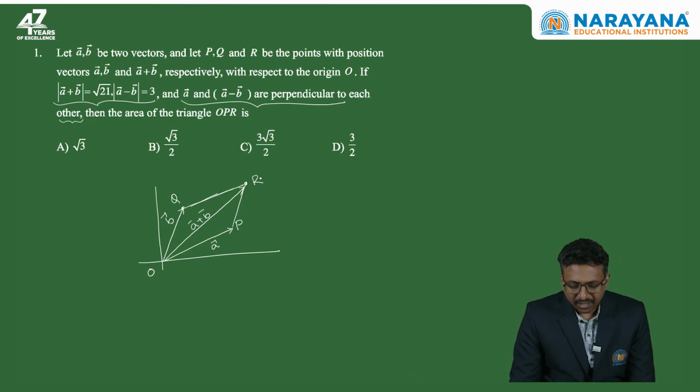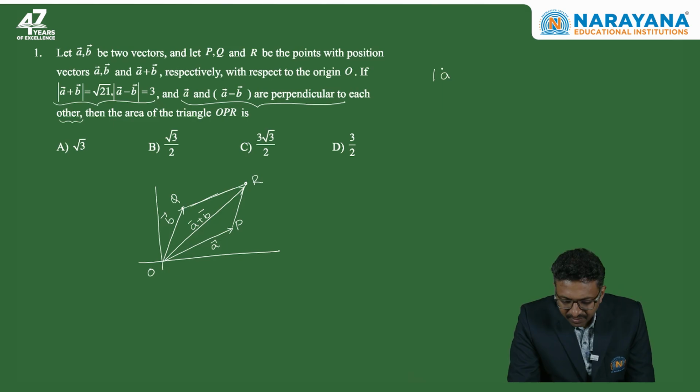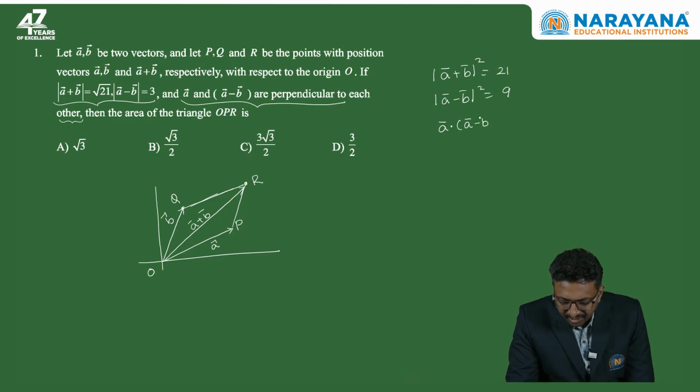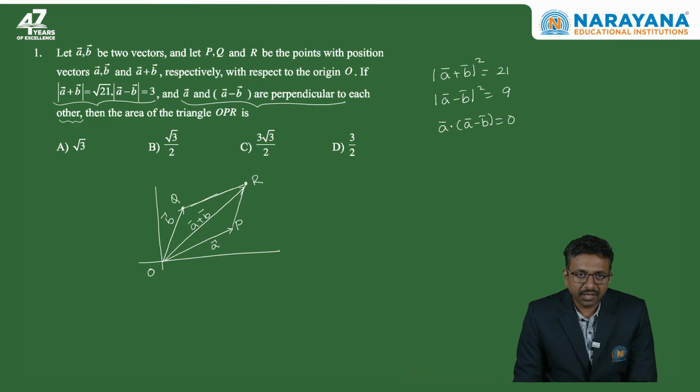So mod of a bar plus b bar is equal to root 21. That's the first piece of information. Mod of a bar plus b bar whole square is equal to 21. Mod of a bar minus b bar whole square is equal to 9. And a bar and a bar minus b bar are perpendicular to each other, so a bar dot a bar minus b bar is equal to 0. These are the three numerical pieces of information given in the question.